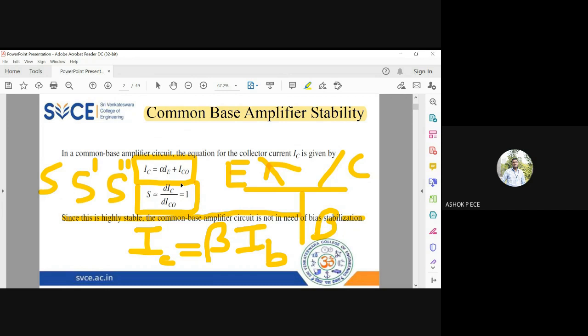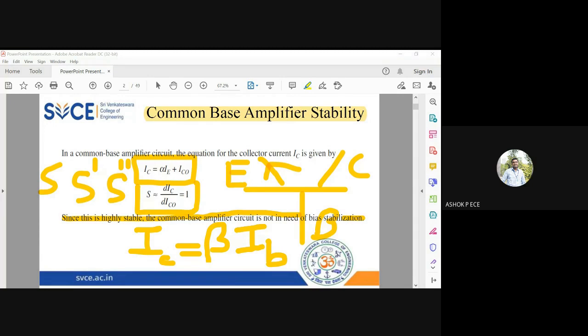So the stability factor value is numerically very, very small. The common base amplifier is a very highly stable amplifier. It does not require any additional biasing circuit to fix the Q point in the center of the load line. It will always be at the center. But what is the drawback? Why are we not using the common base amplifier? We are using the common emitter amplifier everywhere, even though this beautiful property is there, that the circuit is going to be highly stable. Then why are we not using the common base amplifier in our applications?